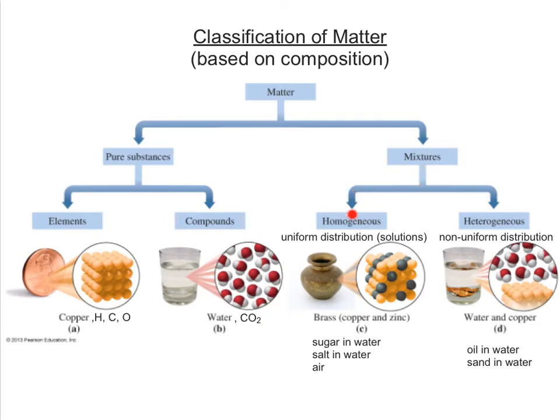Mixtures are divided into homogeneous mixtures and heterogeneous mixtures based on the distribution of their components. Homogeneous mixtures have a uniform distribution and are also called solutions. Examples of homogeneous mixtures are sugar in water, salt in water, air, alloys like brass, which is a combination of copper and zinc.